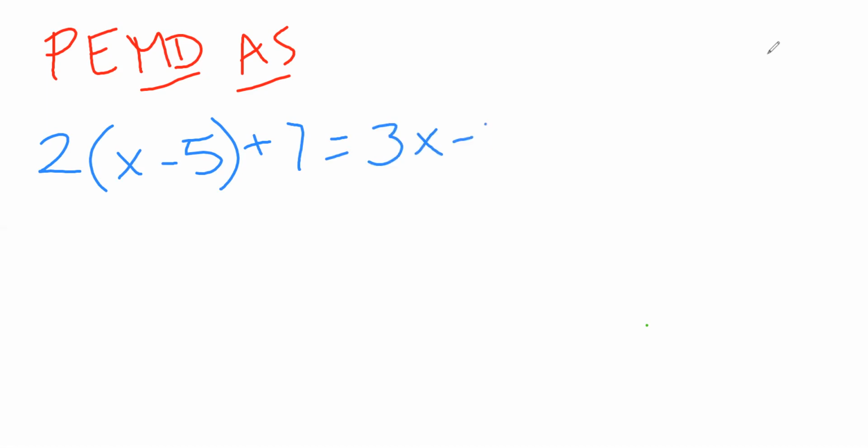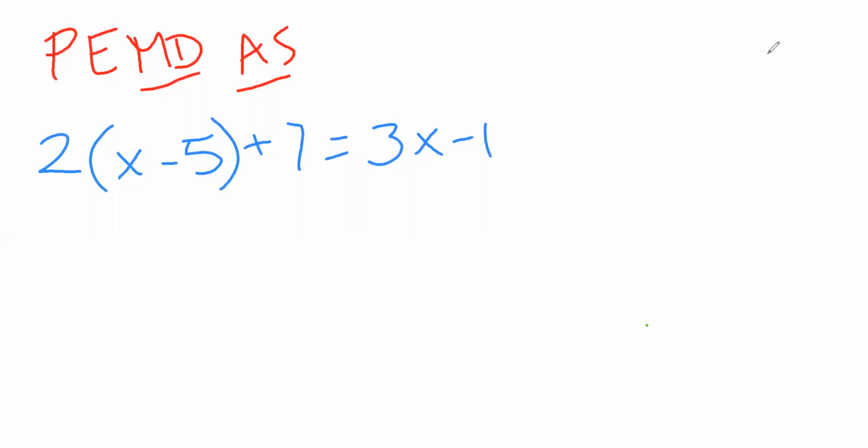All right, we're just going to review solving equations really quickly. Don't forget about PEMDAS, right? Parentheses, exponents, multiplication and division, which go together, and addition and subtraction, which also goes together. So if we have an equation, for example, 2(x - 5) + 7 is equal to 3x - 1, right?